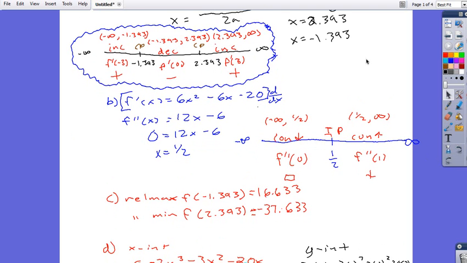The important numbers are the critical points and the inflection point. Okay. And we're going to combine the intervals of increase and decrease with the intervals of concavity. So what you're going to have here is overlapping intervals.